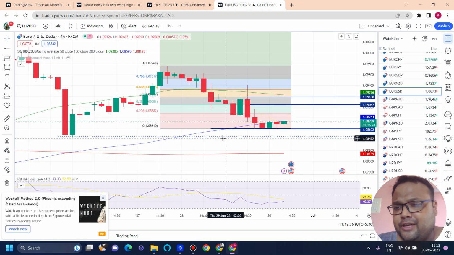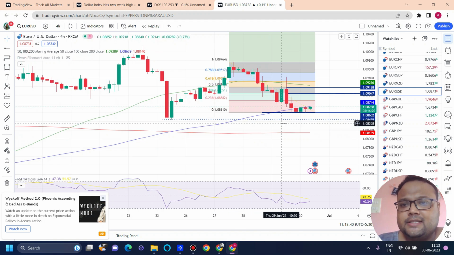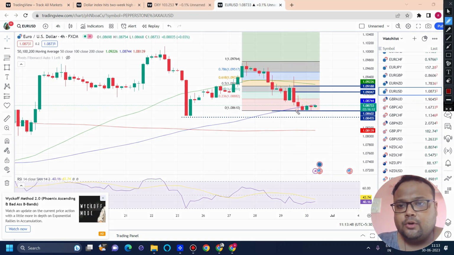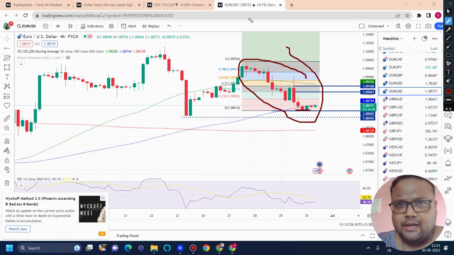Euro USD right now is standing at 1.0873. This is the current market price for Euro USD, and Euro USD made a low of 1.0860. This was the low made by Euro USD during the day. If we look at the present structure of the market, then the structure is not very positive. We can clearly see that right now sellers have a little influence over the chart.